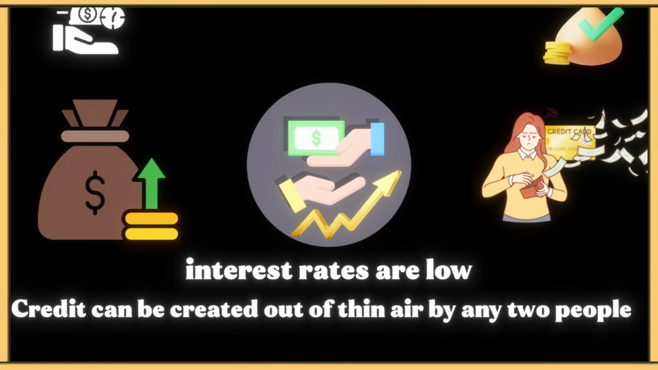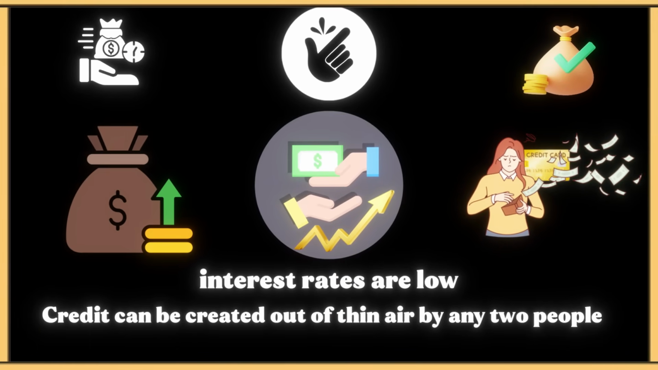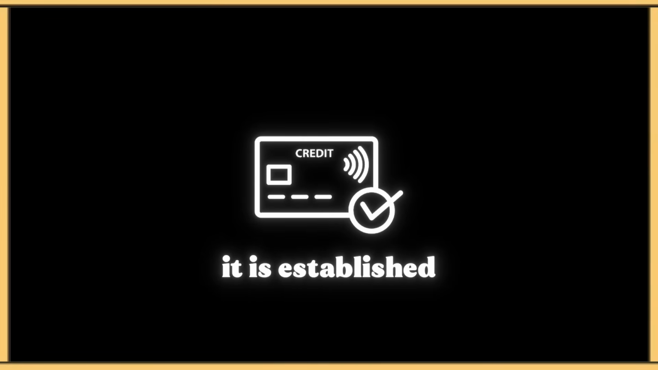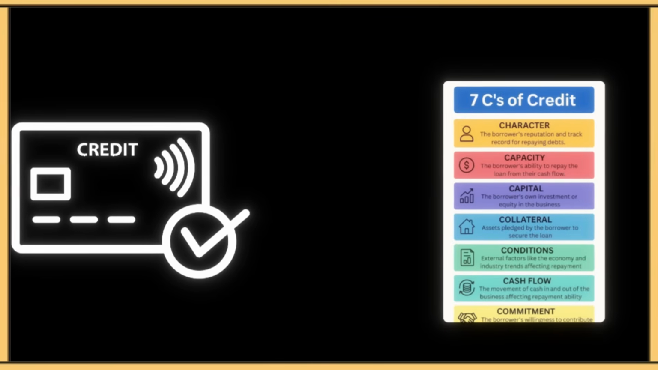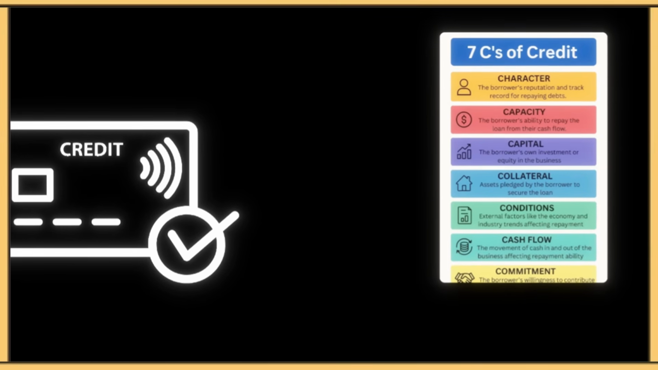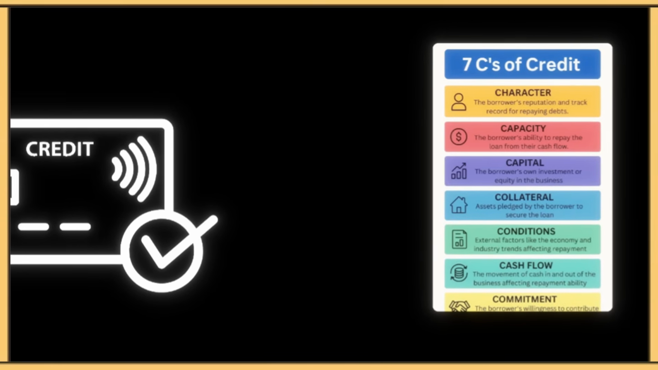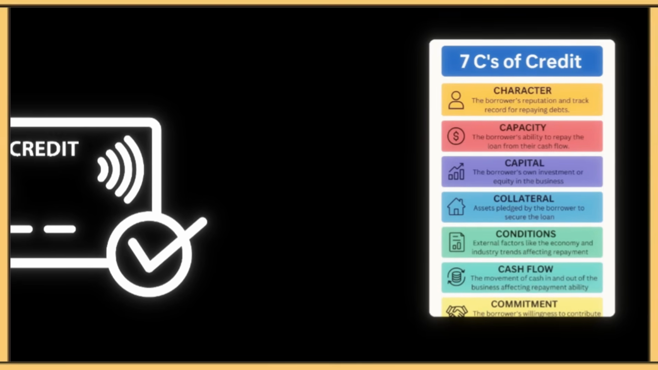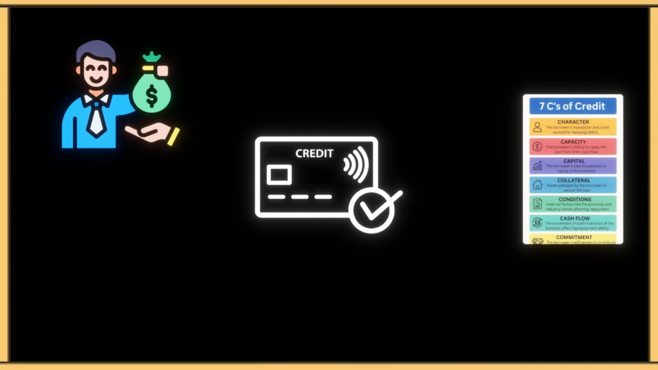Credit can be created out of thin air by any two people. That sounds easy enough, but because credit goes by several names, it can be difficult. Credit becomes debt as soon as it is established. In addition to being a liability to the borrower, debt is also an asset to the lender. The asset and liability vanish, and the transaction is finalized when the borrower repays the loan plus interest in the future. What makes credit so crucial then?